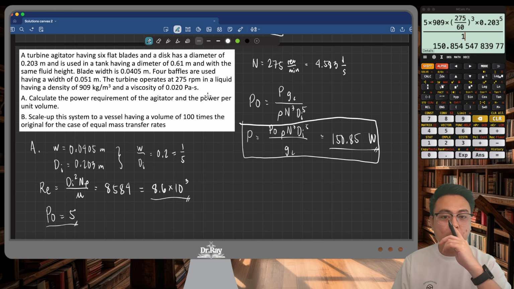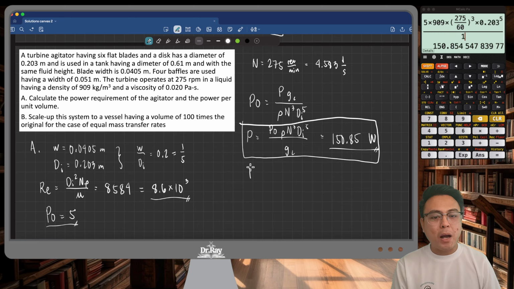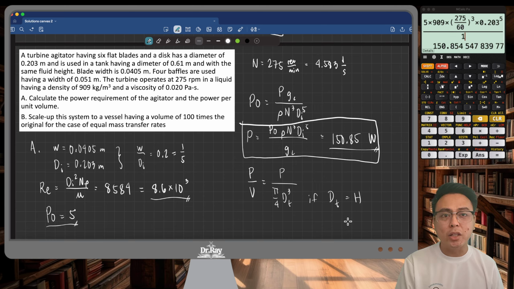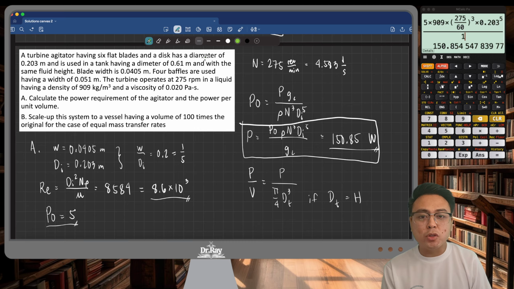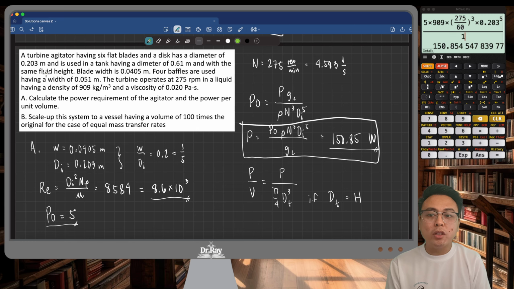Okay, power requirement. Power per unit volume. Power per unit volume is simply whatever the power is divided by the volume. Volume here refers to the total volume of the fluid. And we know that that is pi over 4 tank diameter cubed if tank diameter is equal to the fluid height h. And it was explicitly mentioned here that your tank diameter is 0.61 meter and with the same fluid height. Okay, so we're safe there.